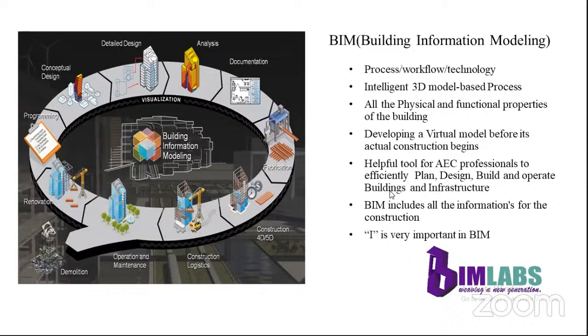And in BIM, the very important word is the I, because, as I said earlier, the information of all the elements is very important. We are extracting the information of the elements to the maximum extent we can. So that's why the I in the word BIM is very important.